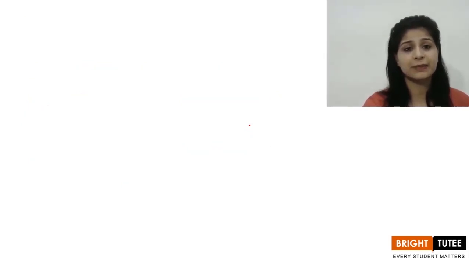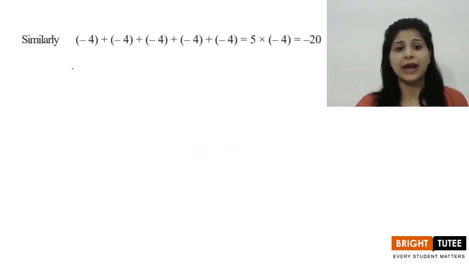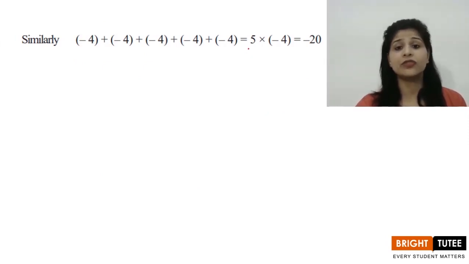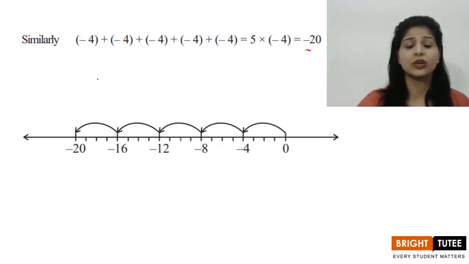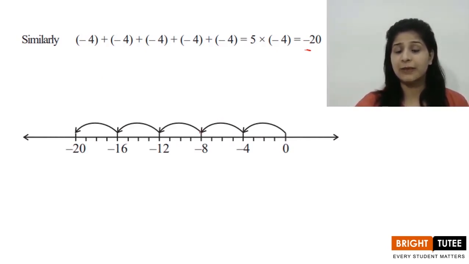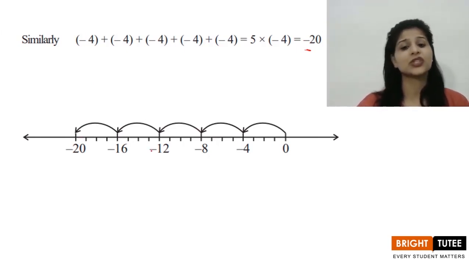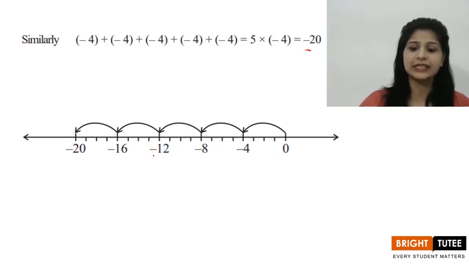Yes. Let's just apply the same thing to this one. Minus 4, minus 4, minus 4, minus 4 and minus 4. How many times? 5 times minus 4 is added. If we do 5 times of minus 4, what is the answer? Minus 20. Similarly, on the number line, you can see, you will go first minus 4, then again minus 4, that will be minus 8, then minus 12, minus 16 and minus 20, right? Because every time, 5 times you are going 4 steps back. So you will be reaching minus 20, right?